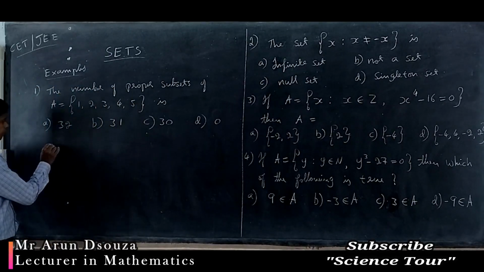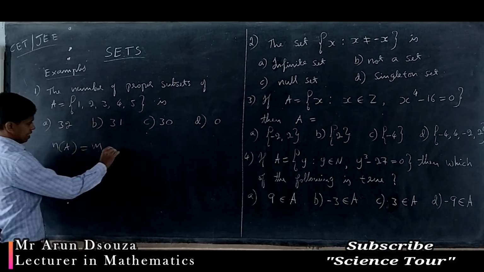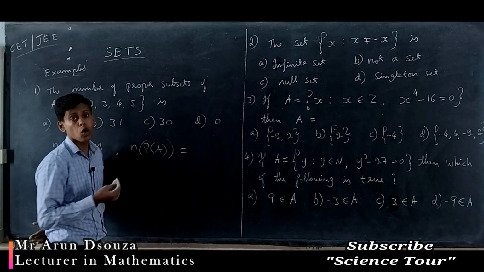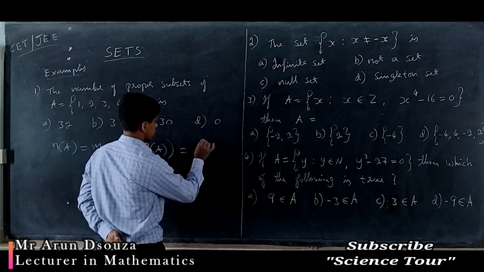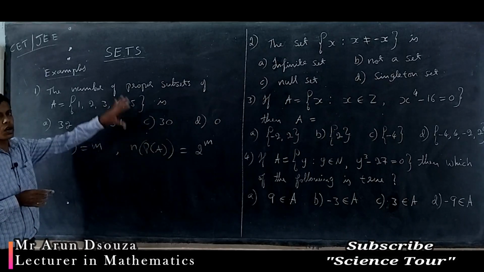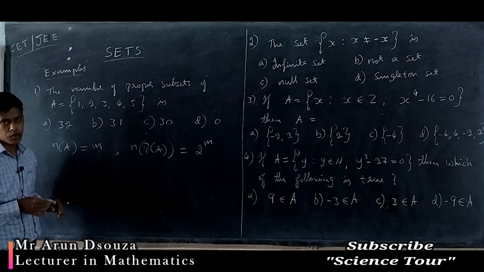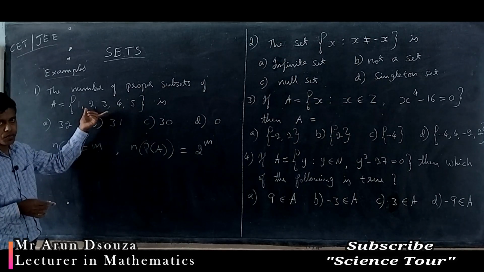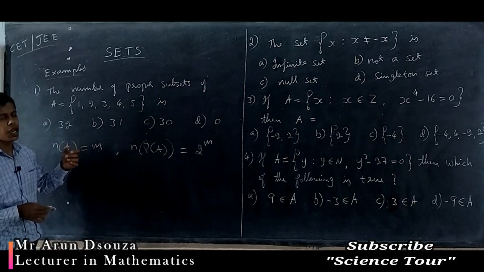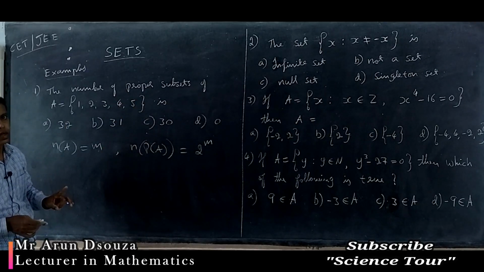Okay, so if n of A is equal to m, then the number of elements in the power set, that means all the subsets, is 2 to the power m, correct? Now out of 2 to the power m, how many are improper? Improper is only one, which is equal to A, that is A itself, and all others are proper. Only one is improper, correct?